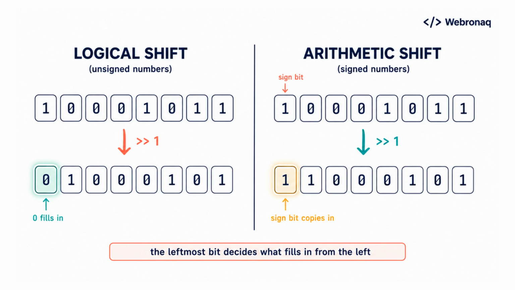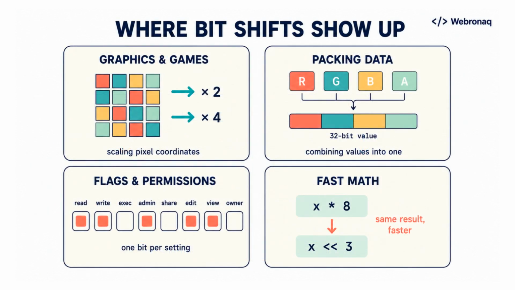The reason this exists is so that dividing a negative number by 2 still gives you a negative result. If a 0 filled in instead, a negative number would suddenly flip to a huge positive value, which would break the math. So the rule is simple. Your compiler picks the right kind of shift automatically based on the type of your variable. You don't choose, the type chooses for you. Just know that both versions exist because when you read code that's bit shifting signed integers, this is what's happening underneath.